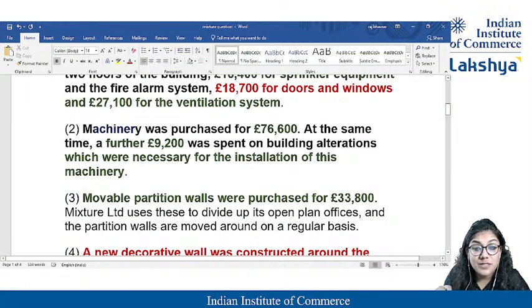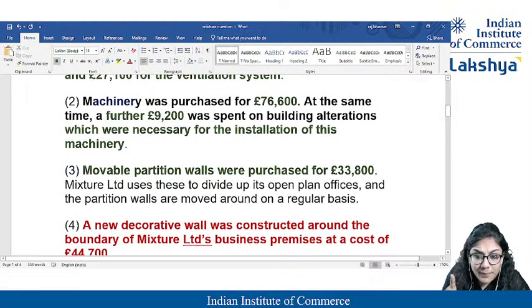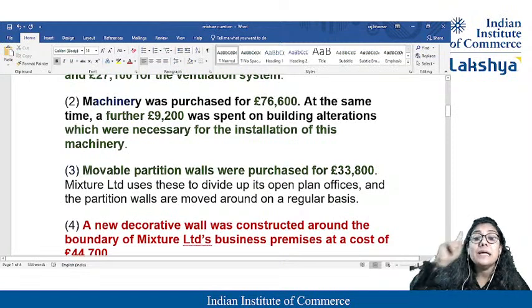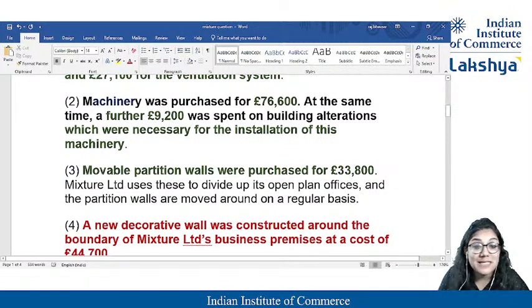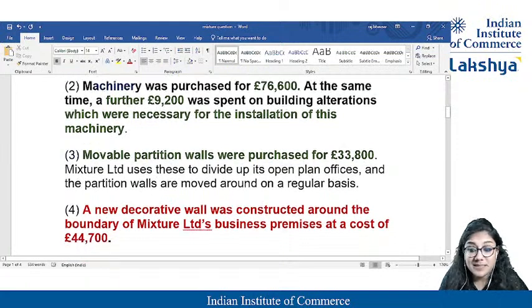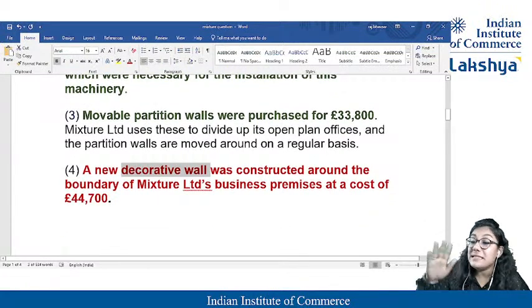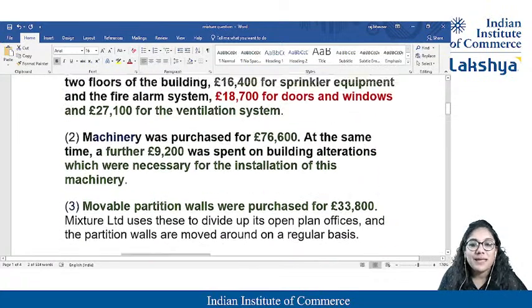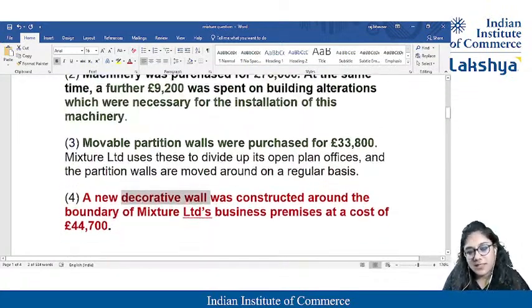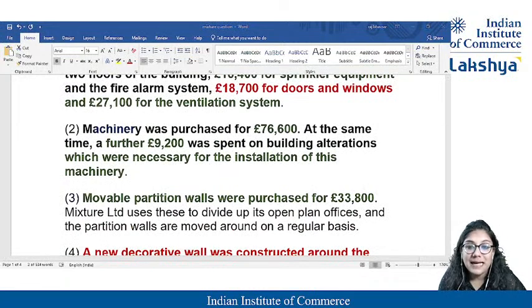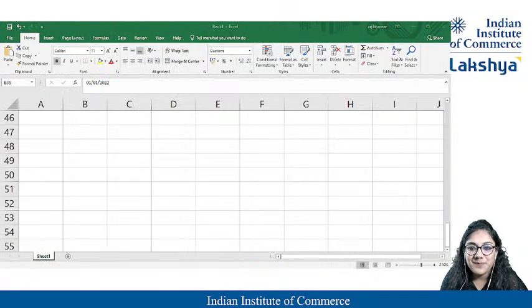Further expenses for machinery, add it. Movable partition walls, it's not a building, it's like a machinery. Please, over here, we need not make mistakes. Decorative wall, ma'am, it's a machine? No, students, it's a building. Then out of this we have to write what is and what is not. Need not worry, I'll prepare very beautiful answers for you all, so then the things will be very easy. Let's write this answer.